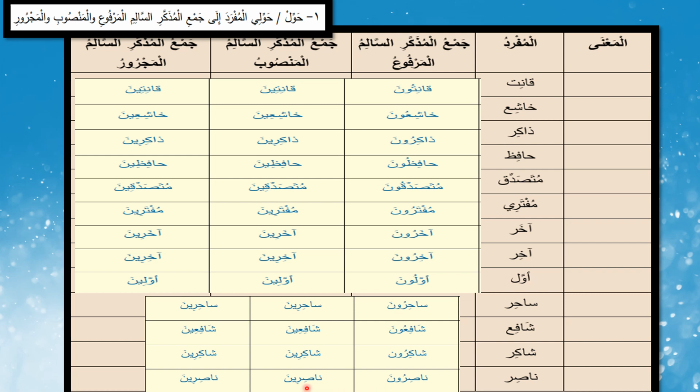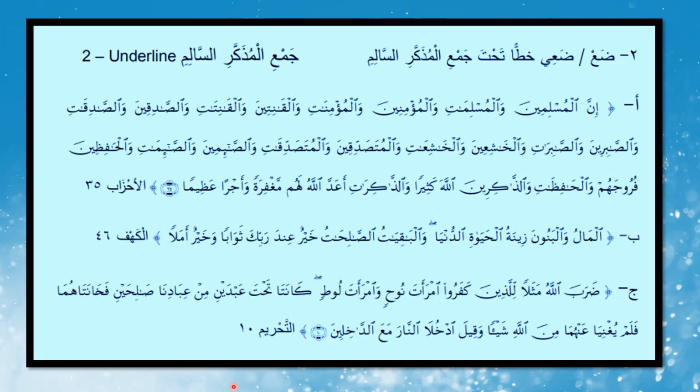Nasirun, nasirin. Let's go to the next question. Now let's check the next question. Da'i means to put. Khattan means underline. Tahta jam' muzakkar salim means under the jama muzakkar only. So let's first read the sentence and see where is jama muzakkar salim.